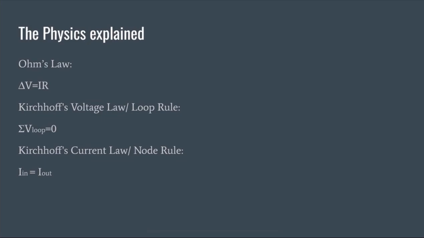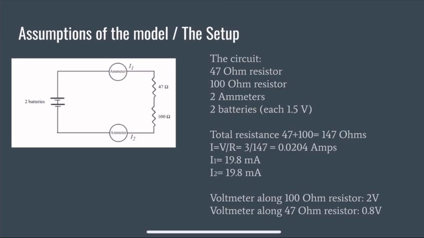And then Ohm's law is just the three different variables of resistance, current, and its relation to voltage and potential difference. So, assumptions of the model. The circuit had a 47 ohm resistor, a 100 ohm resistor, 2 ammeters, and 2 batteries, each of which were supposed to be 1.5 volts, but when we measured it, it wasn't that, so it is a little different.